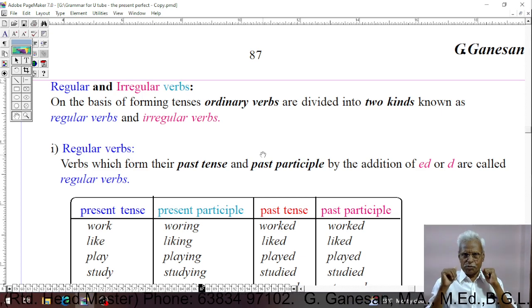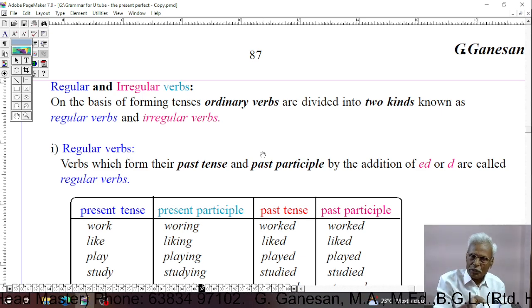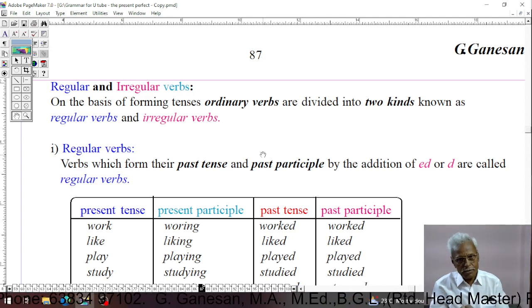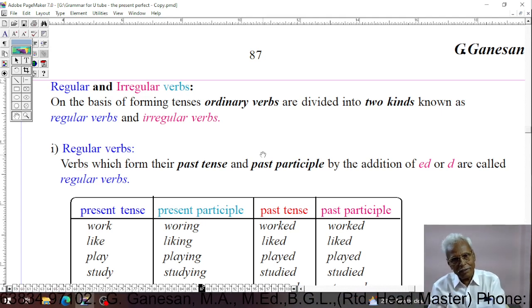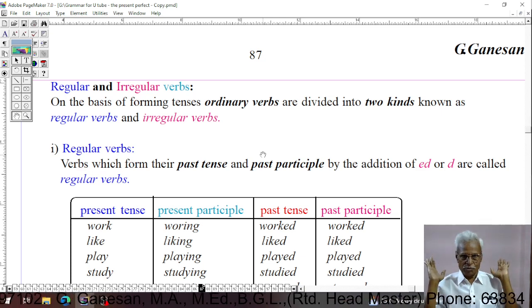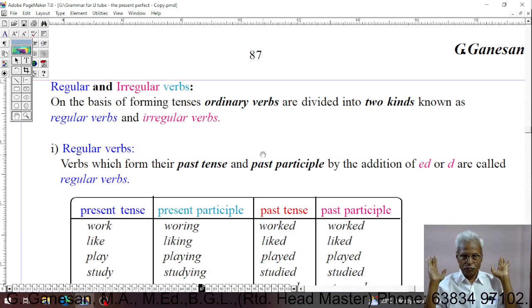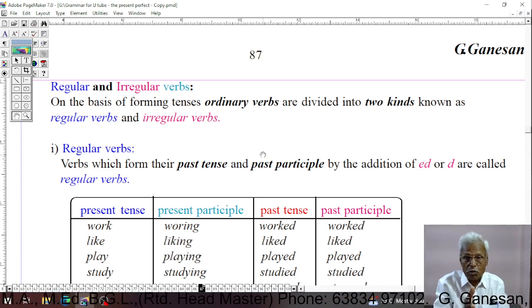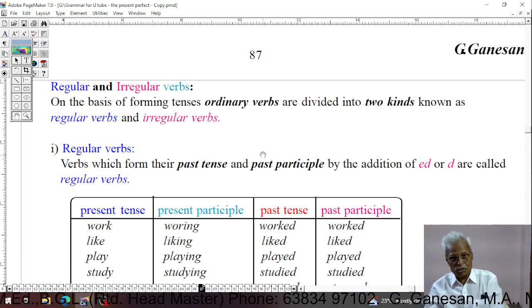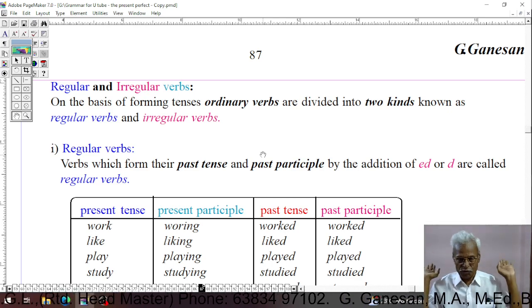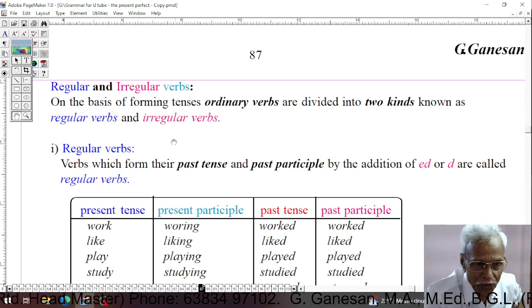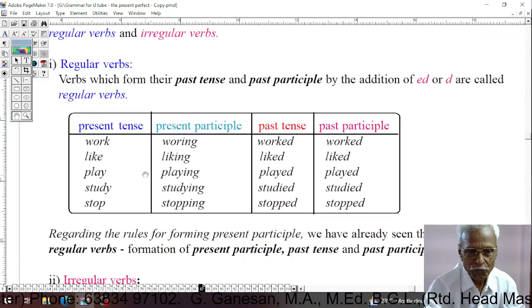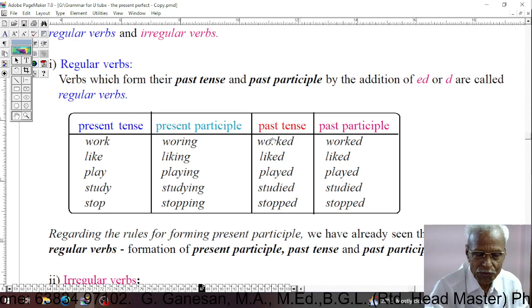What are regular verbs? Verbs which form their past tense and past participle by the addition of either ed or d are called regular verbs. Verbs which form their past tense and past participle in different ways are called irregular verbs. Now let us see regular verbs. Here these are the regular verbs.